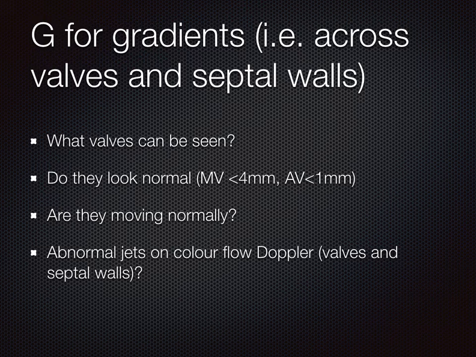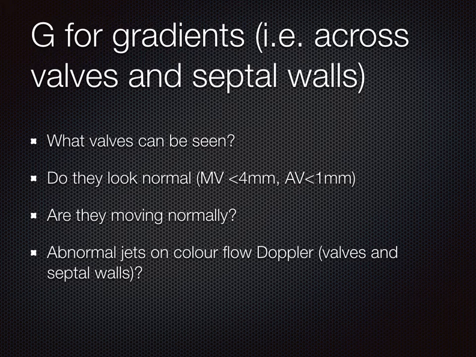G is for gradients. Now this is where blood flows across valves, where the pressure gradients change, and also it can flow between septal walls. So look for these. What valves can you see? Do they look normal? Remember, the mitral valve is naturally thicker than the aortic valve, which should be barely seen. Are they moving normally? And if there's a view with colour flow Doppler, is there an abnormal jet? And that may apply also to septal walls. So there may be a hole in the septal wall where there's an abnormal jet shown on colour flow Doppler. So G is for gradients.